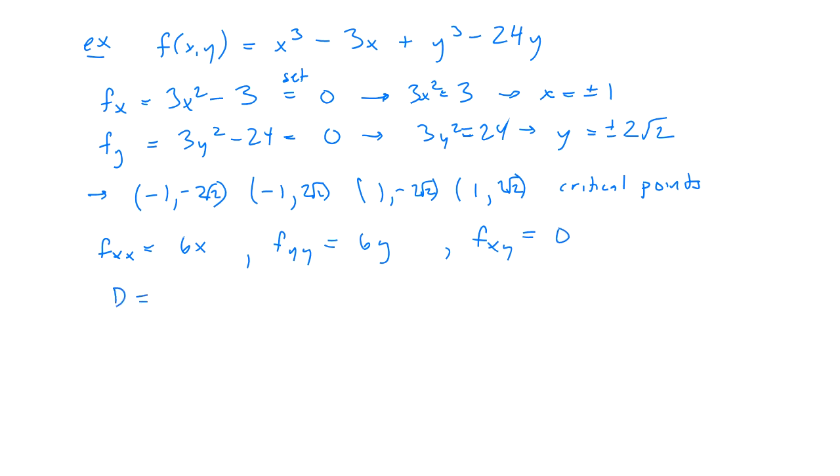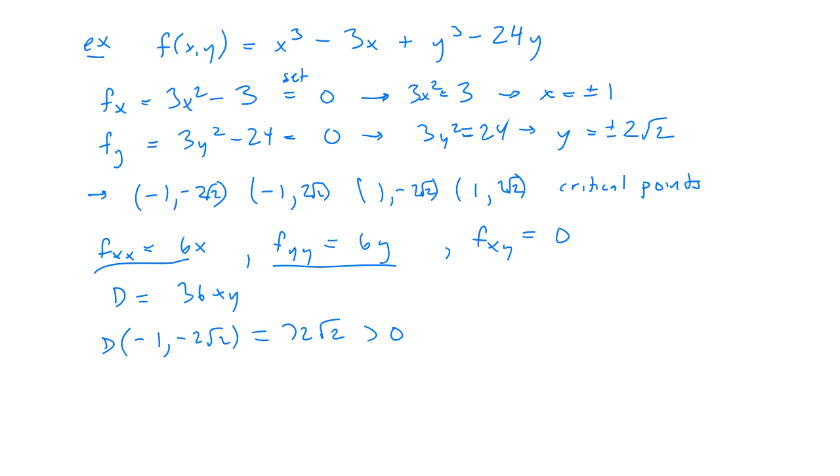And therefore the determinant is going to be 36xy. So if I put in negative 1, negative 2 square root of 2, I get a positive value. I'm not going to give a number because it's not going to be nice. It's going to be 72 square root of 2. That is more than 0, which is showing that both second order ones in this case are negative, which means they're the same.